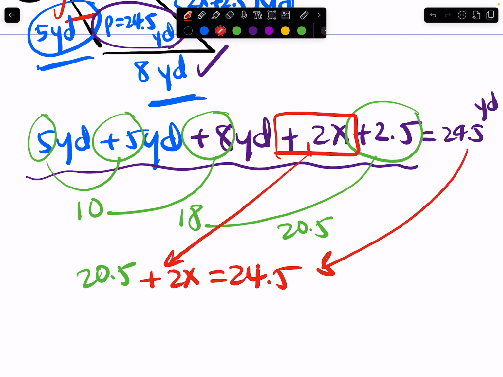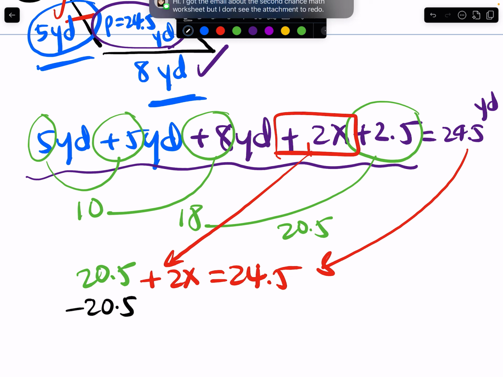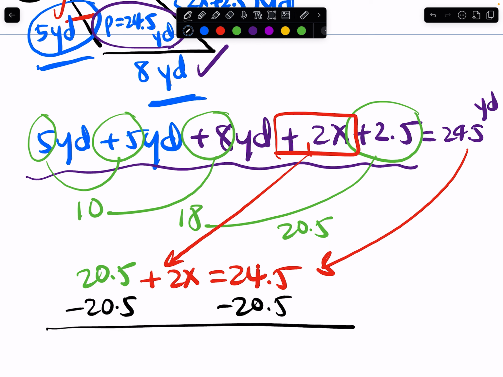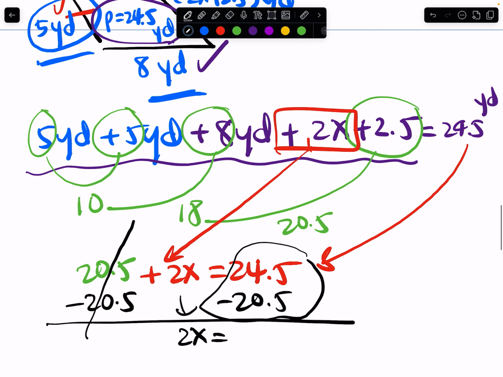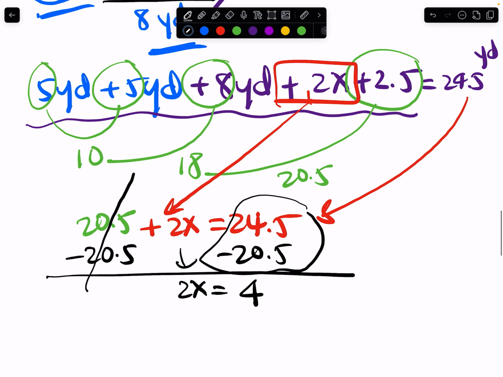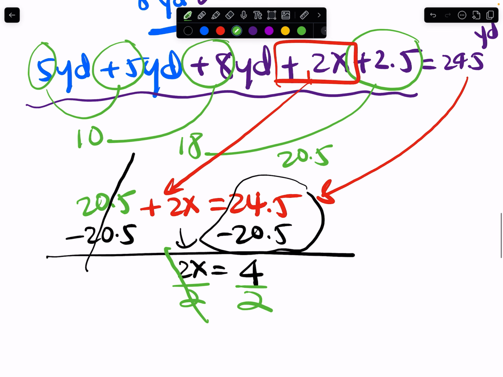All you have to do is just solve it. All right, you guys ready? So this is what we're going to do. Let's start performing the inverse operations. Minus 20.5, minus 20.5, and they cancel each other out. We'll bring down 2x is equal to, what's the difference? Isn't it 4? And then you will divide both sides by 2. They cancel each other out. X is equal to 2.